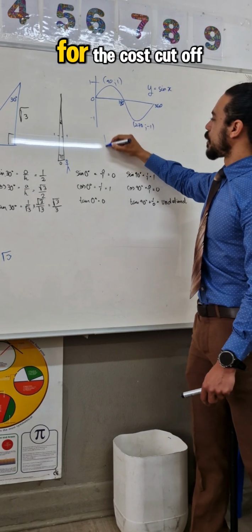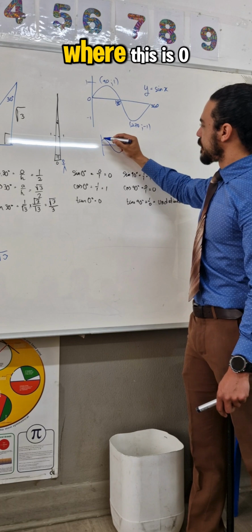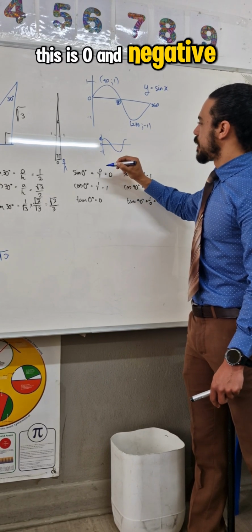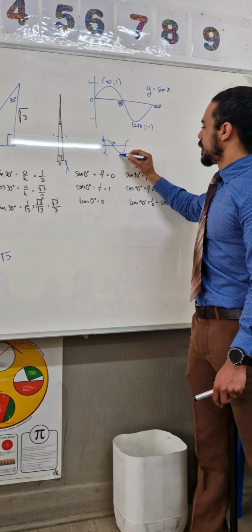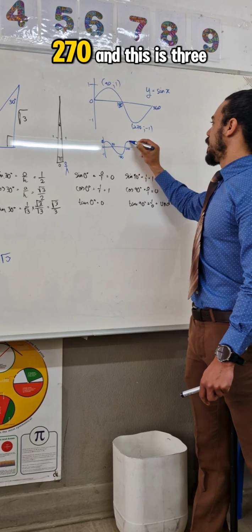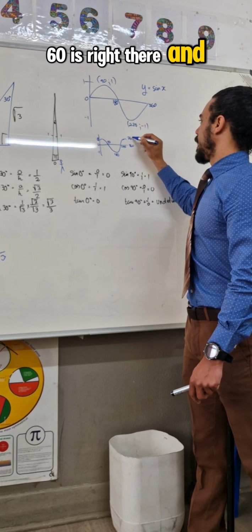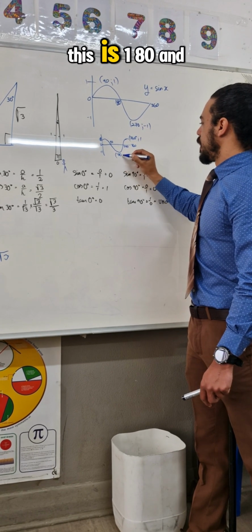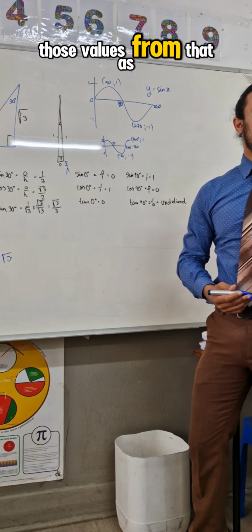The same we can do for the cos graph. The cos looks something like that. So where this is 0, that is 1, this is 0 and negative 1, this value there is going to be 90, this is 180, this is 270, and this is 360 right there, and the y value is 1, this is 180 and negative 1. And so we can determine those values from that as well.